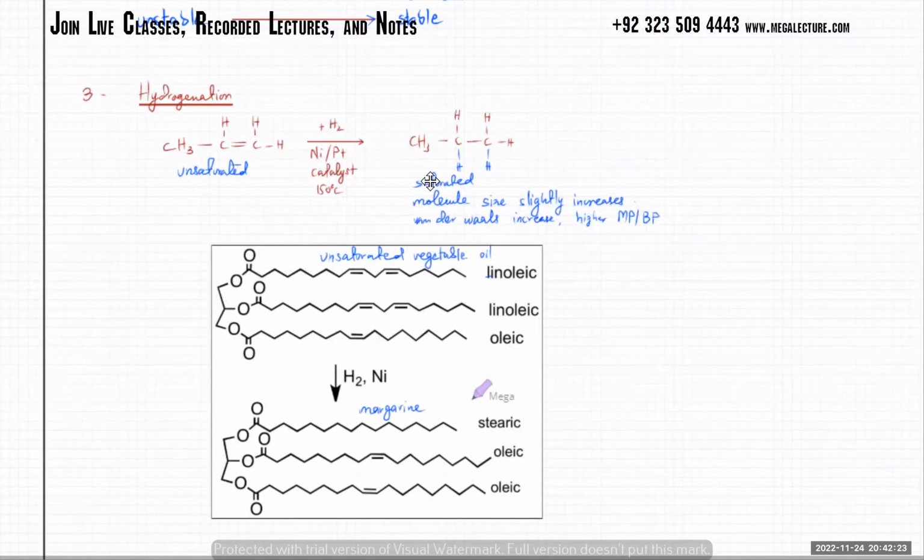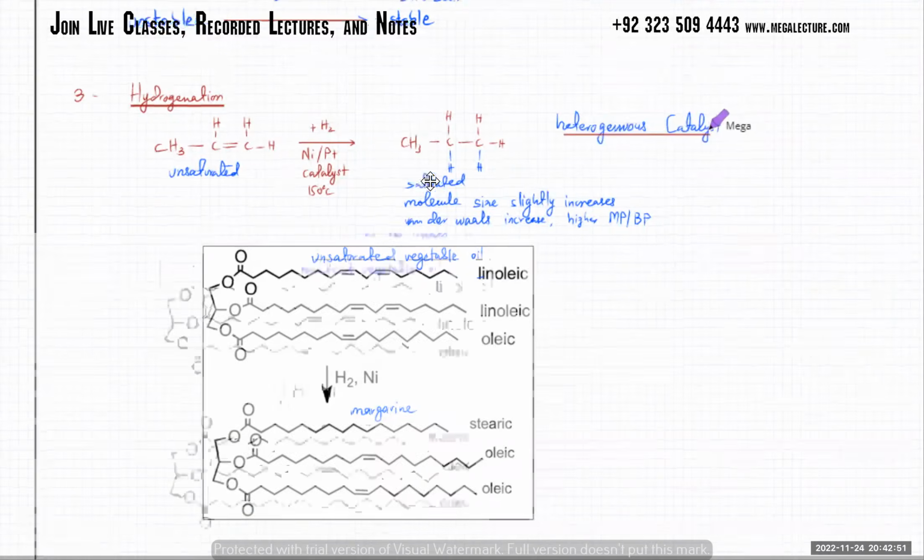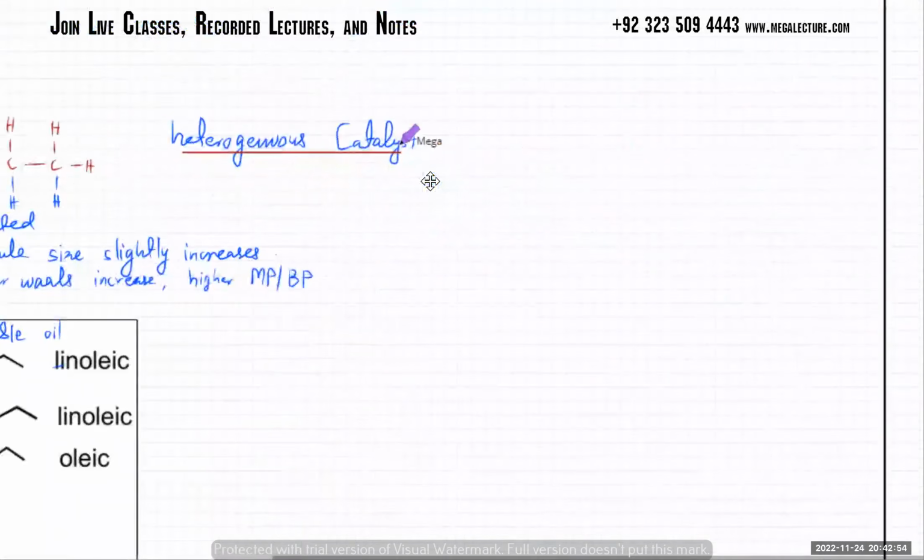Let me add one thing. This is an example of, it's not exactly electrophilic addition. It's kind of similar, the reaction is almost the same. But this one is an example of a heterogeneous catalyst. Quickly, in heterogeneous catalysis there are two steps. What's the reaction mechanism for this?